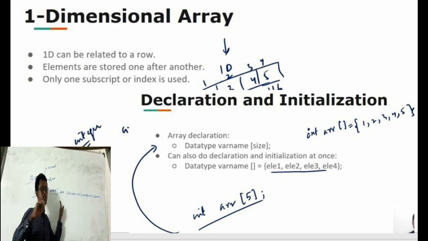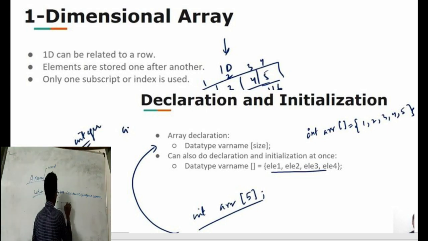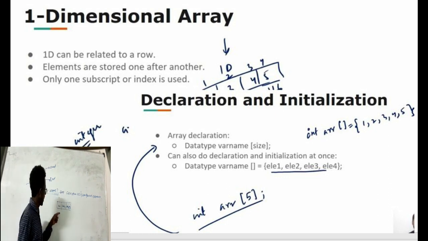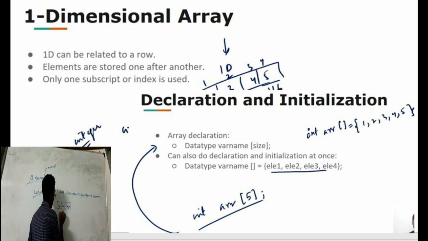In a 1D array, elements are stored one after the other, row-wise. For example, val1, val2, val3, val4 in this way. This is the element or value at index 0, the first index.